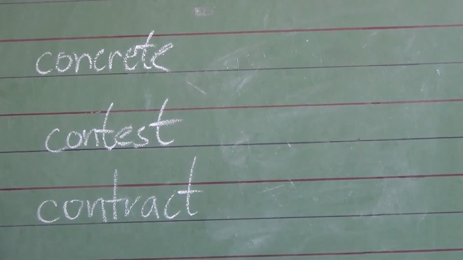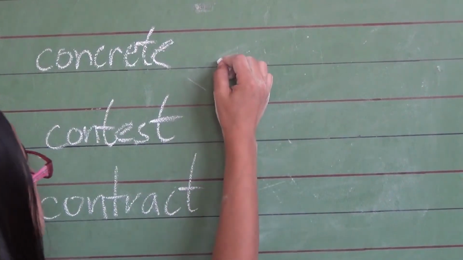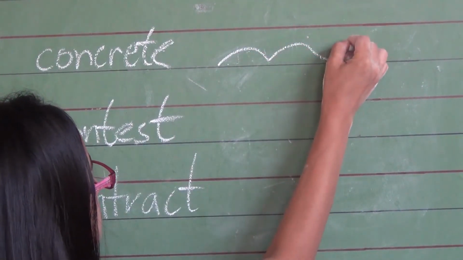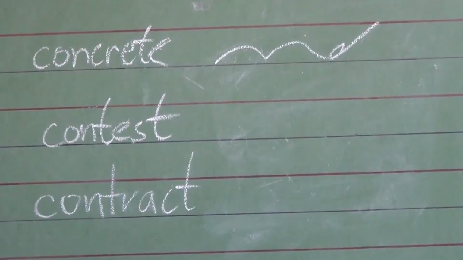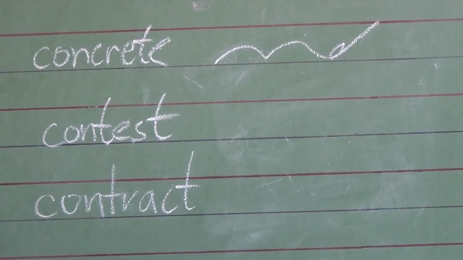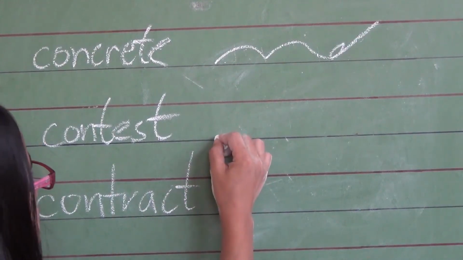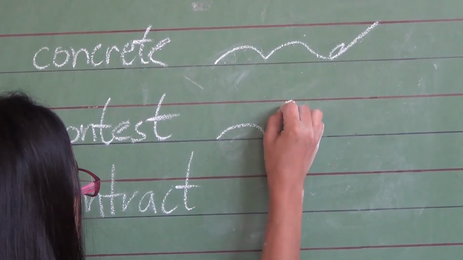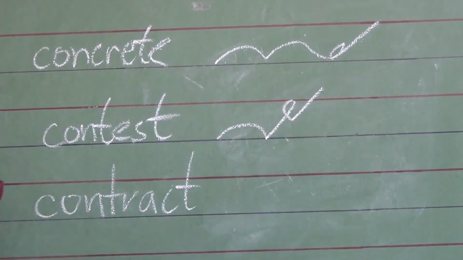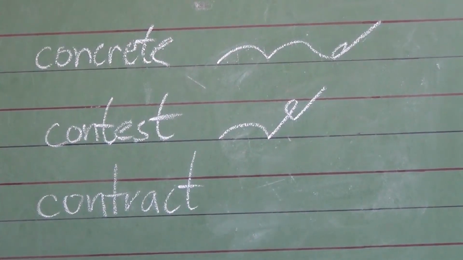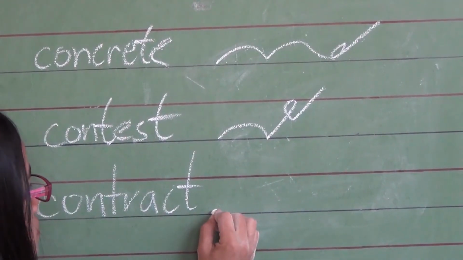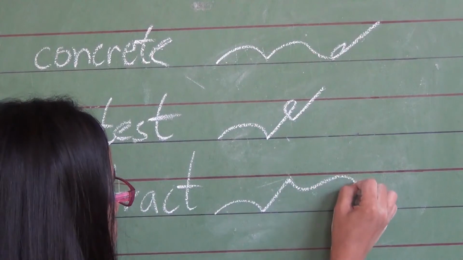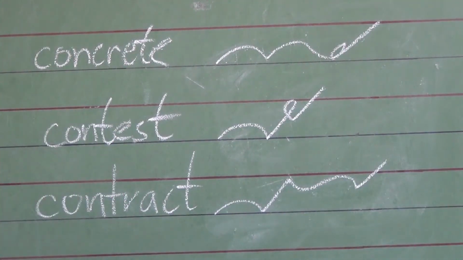Next is concrete. It is represented by K, KRE, and T stroke. Next, contest. It is represented by K, T stroke, E, S, and T stroke. Next, contract. It is represented by K, T, R, K stroke, and T.